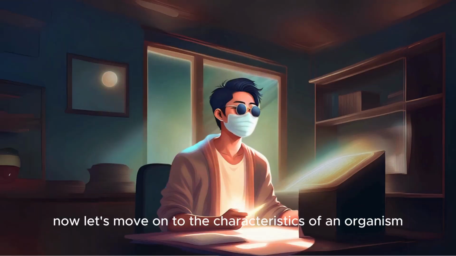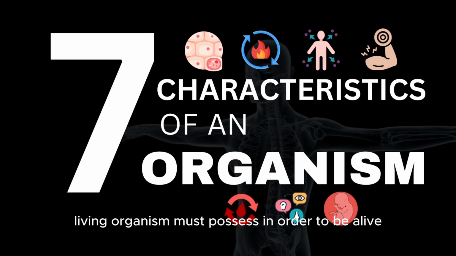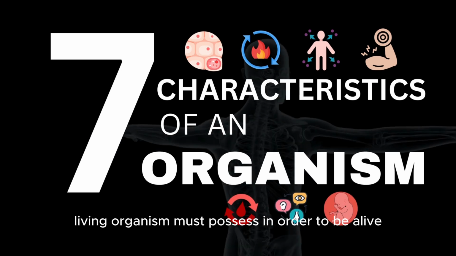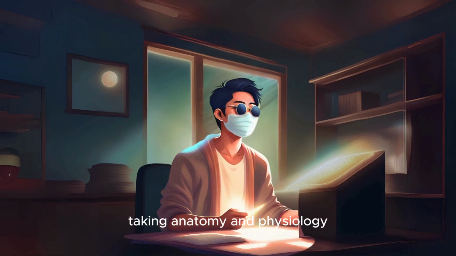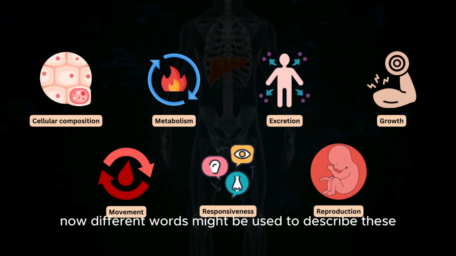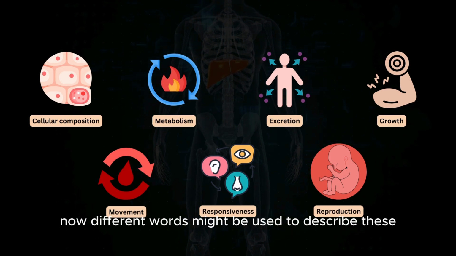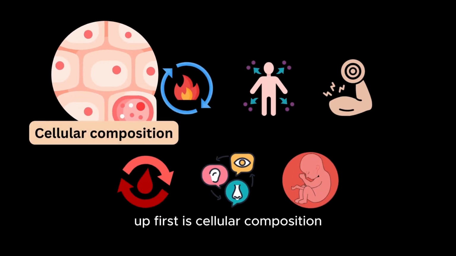Now, let's move on to the characteristics of an organism. These are 7 characteristics a living organism must possess in order to be alive. You might have already learned this prior to taking anatomy and physiology. Nevertheless, let's go over it quickly. Now, different words might be used to describe these characteristics, but don't worry. The idea is the same regardless. Up first is cellular composition.